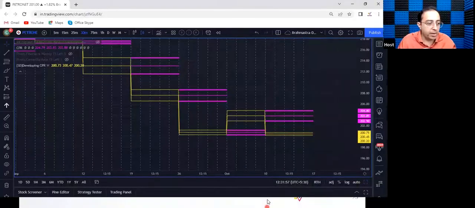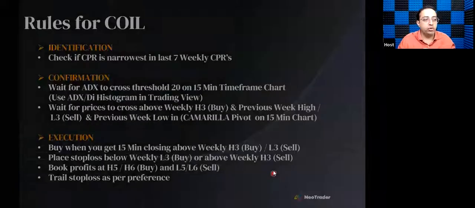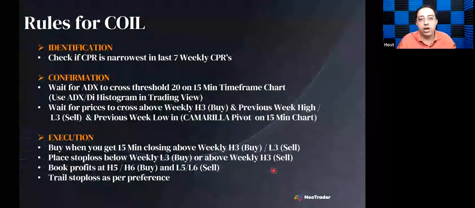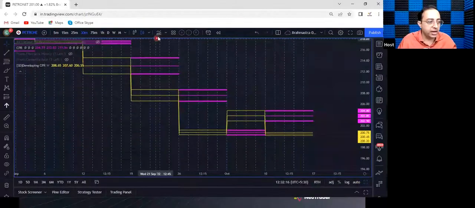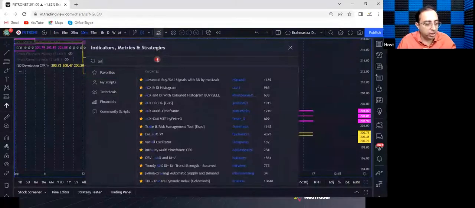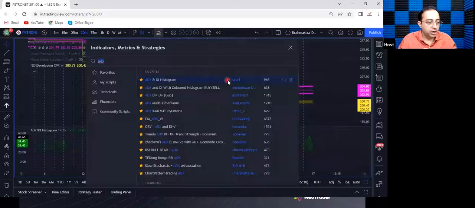Now again, going back to the strategy. What are we going to do? We are going to use identification, confirmation, execution. Our philosophy we are going to apply. What are we going to do? We are going to use the concept of ADX. So let's once again go back into ADX. Go again to your indicator and put on the ADX and DI histogram.